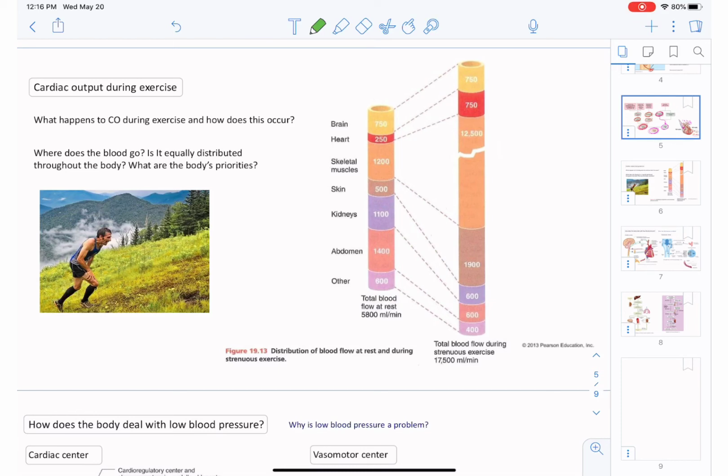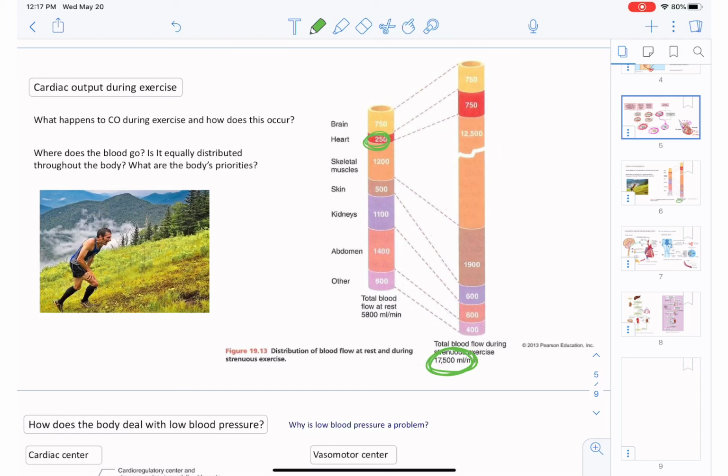So let's look at where this blood is going. Where are some places that we send more blood to during exercise? So during exercise, we have all of this extra blood, but we're not sending it evenly to all the organs in the body. We have priorities during exercise. Some organs are prioritized more than others. And what are some of those areas that are prioritized?